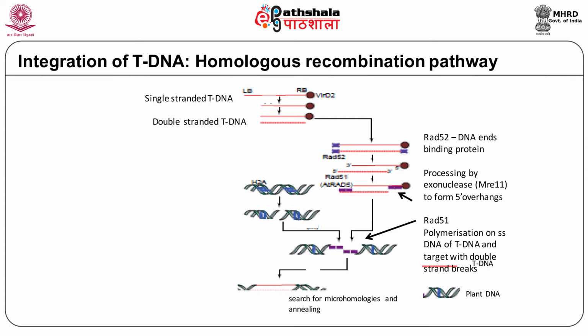Similarly, in the plant genomic DNA, where double-stranded breaks occur, the homologous repair machinery is used to create 5' overhangs on which RAD51 polymerizes. RAD51 then mediates strand exchange by searching for microhomologies in the two DNA molecules. Finally, the tDNA ends are annealed to the plant genomic ends.